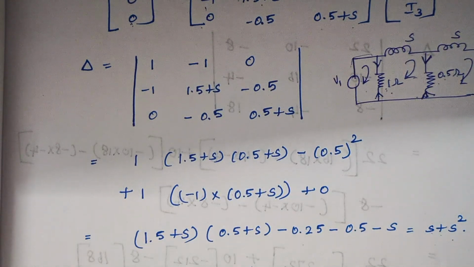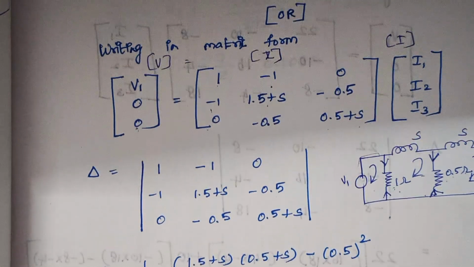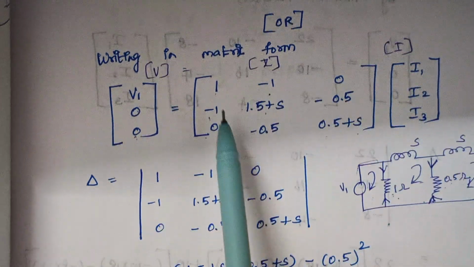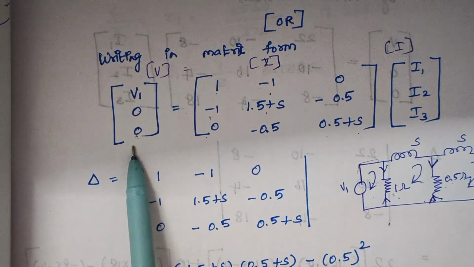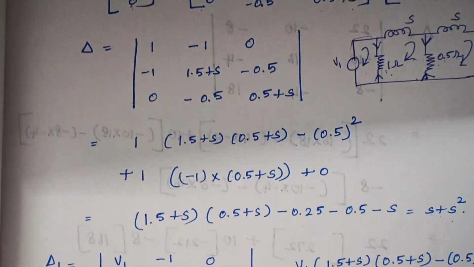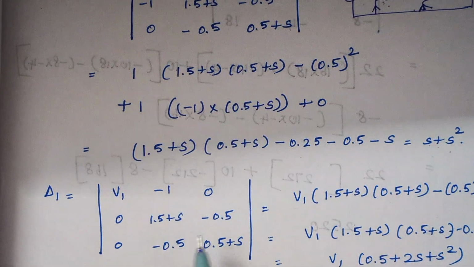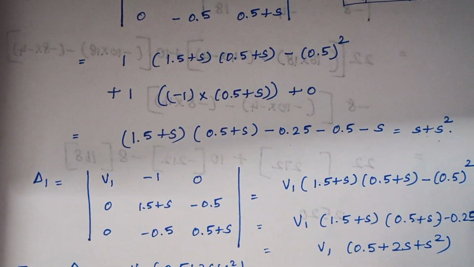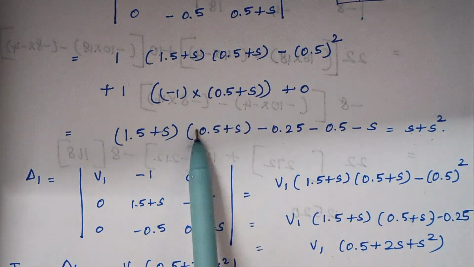Now we are going to calculate the value of del 1. How to take del 1? We remove this column and replace it with this column, so here comes V1, 0, 0, and the rest of the things remain the same. Again, when you take the determinant, the value of del 1 is calculated as V1 into 0.5 plus 2s plus s square. So this is the value of del 1 and this is the value of del.